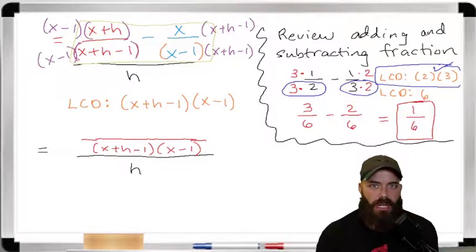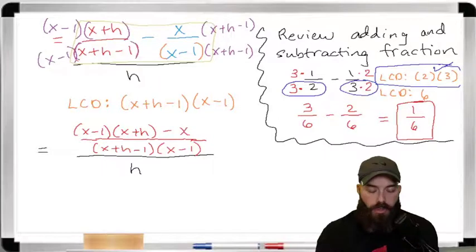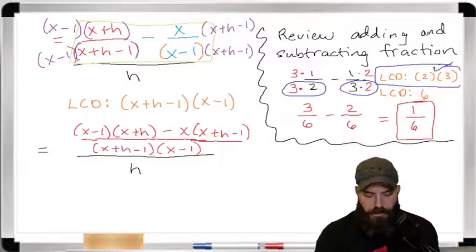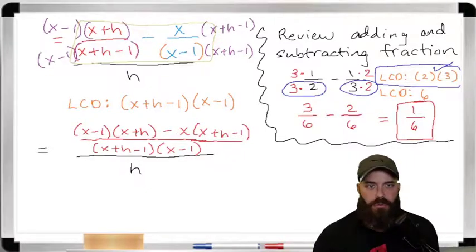Well, I had to multiply it by x minus 1. So let's just bring that down and then we'll take care of the algebra. Okay, the second fraction I had to multiply by x plus h minus 1. So now we just have a bunch of algebra to take care of, some reducing, and we'll be right where we want to be.